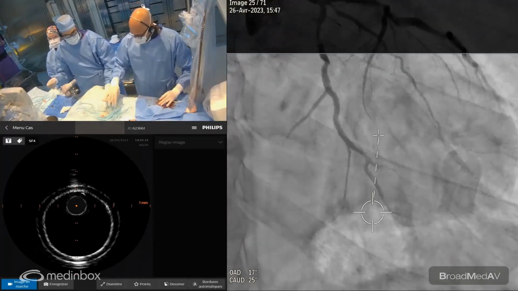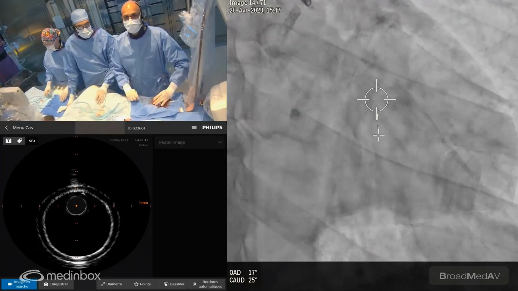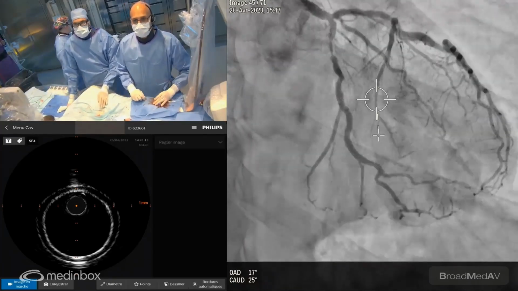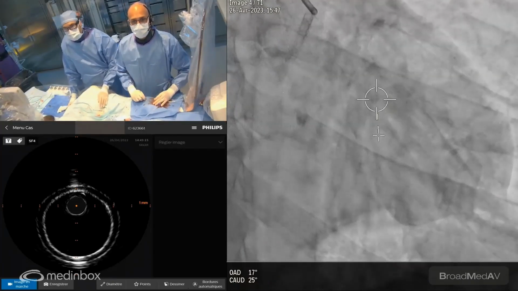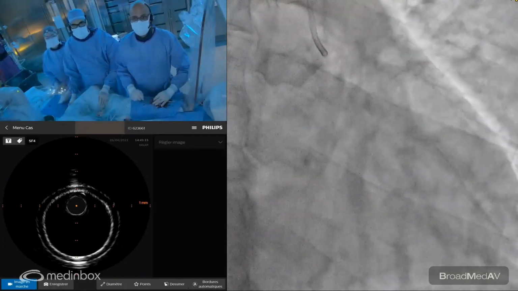And then depending on the amount of calcium I see in the LAD, then we'll probably perform orbital atherectomy in the LAD and probably use shockwave for the circumflex to maintain my wire axis.